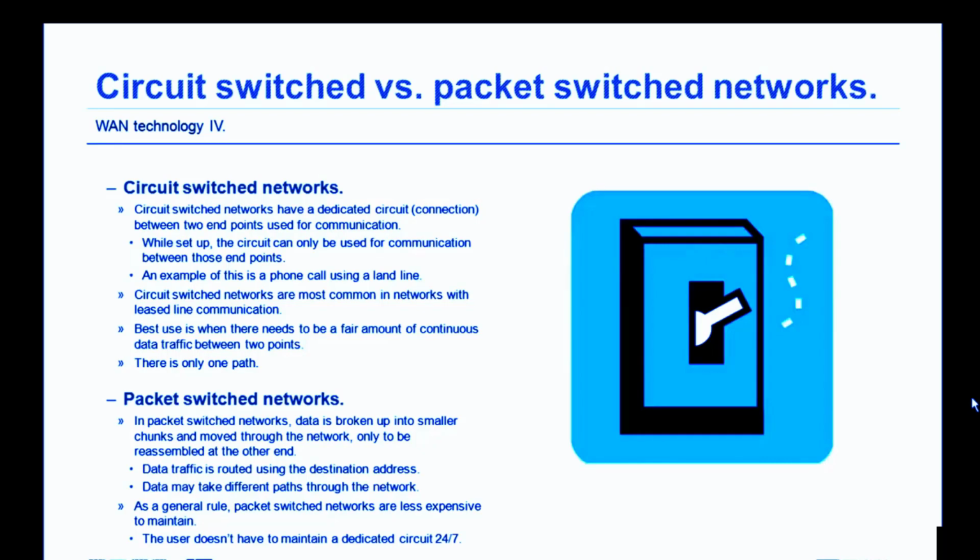On the other hand, in packet-switched networks, data is broken up into smaller chunks and moved through the network, only to be reassembled at the other end. The data is routed using the destination address, and the data may take different paths through the network that it's traveling through. As a general rule, packet-switched networks are less expensive to maintain. Why? Because the user doesn't have to maintain a dedicated circuit 24/7. They're only paying for what they're using.